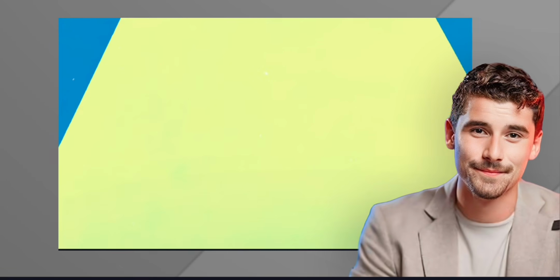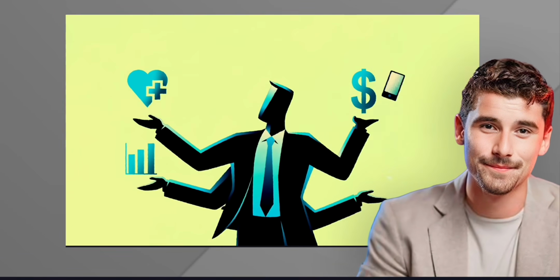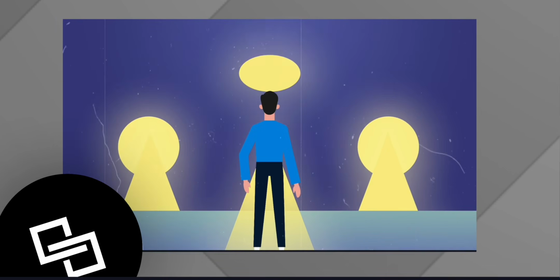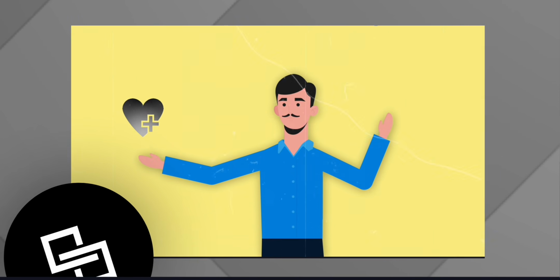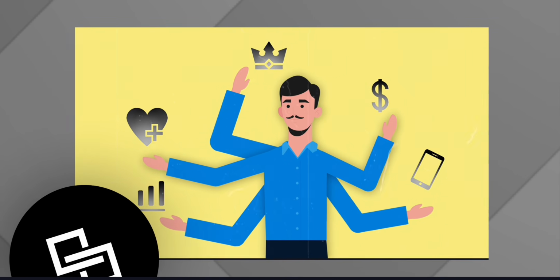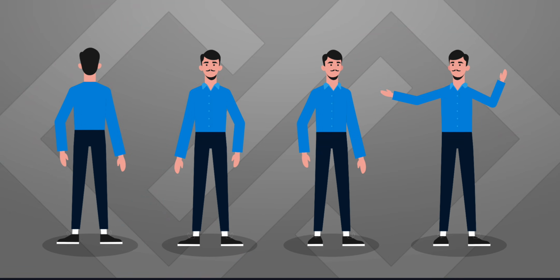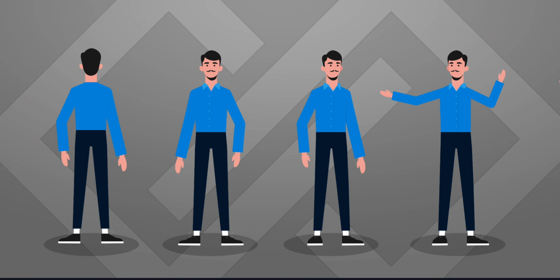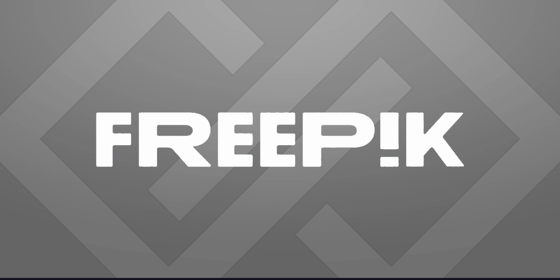Today, we are going to recreate this animation of Iman using Alight Motion. So, let's begin. To make this type of animation, first you need this type of character image with separate images. I have downloaded them from Freepik.